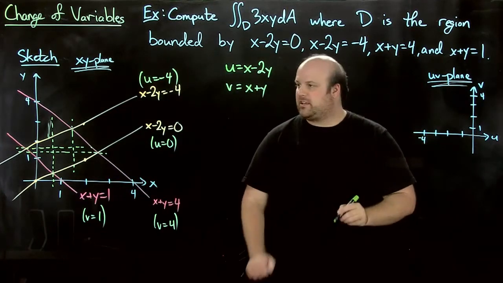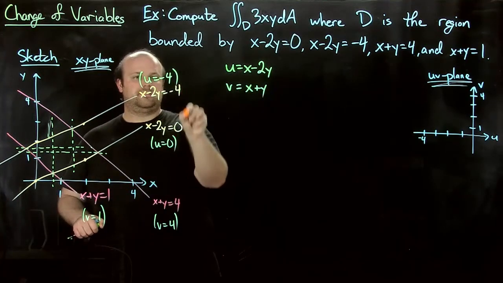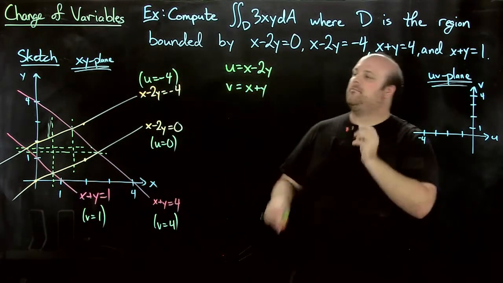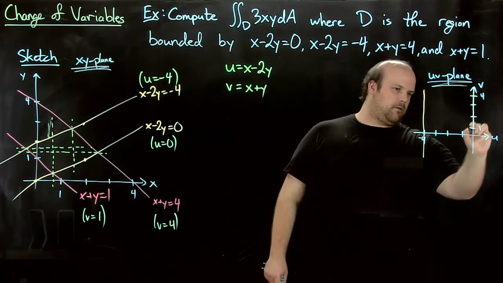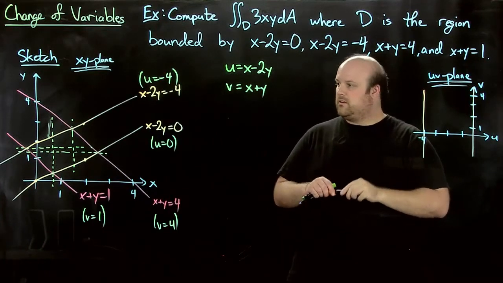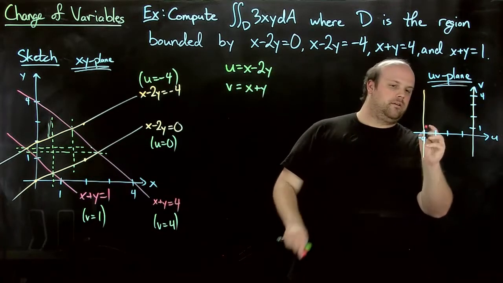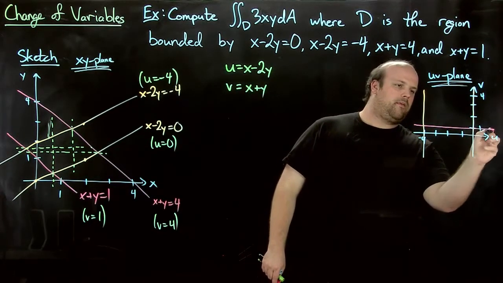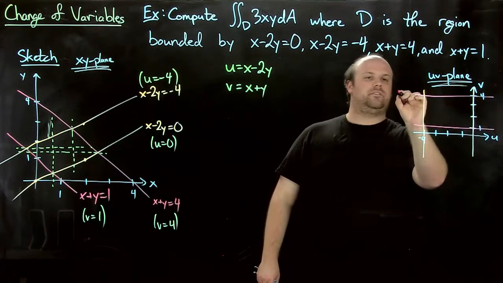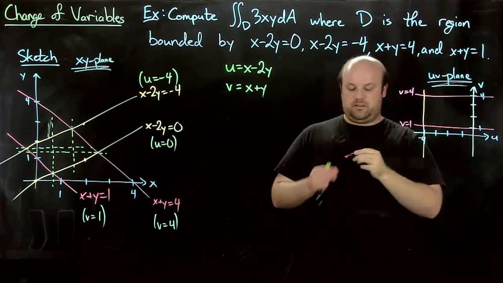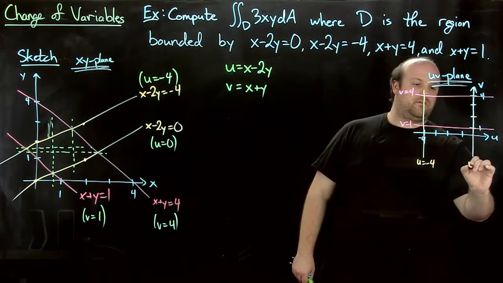So what does the region look like here? Well, these are the two u lines, u equals minus 4, and then u equals 0 will just be the v-axis. And then v equals 1, and v equals 4. Right, so v equals 4, v equals 1. Let's go ahead and label these two. u equals minus 4, u equals 0.